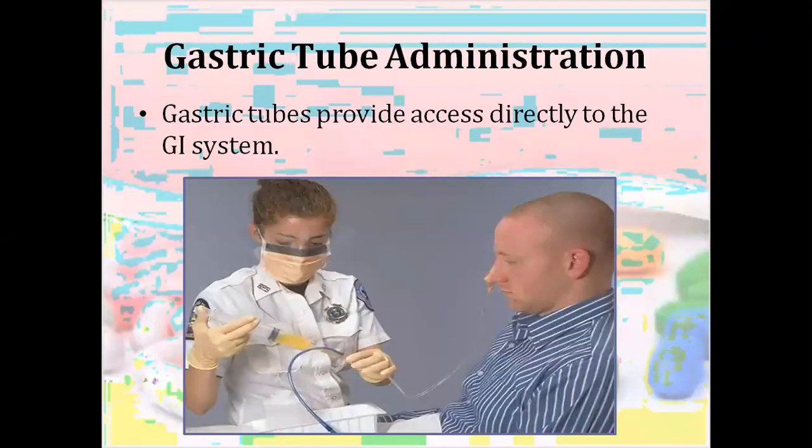In this parenteral administration, first is the gastric tube administration. Gastric tube provides access directly to the GI system, meaning we give the medication directly to the GI system with the help of Ryle's tube. We have already discussed this topic in a previous class, Ryle's tube feeding, so I will not take the class on gastric tube administration again because you have already studied it.